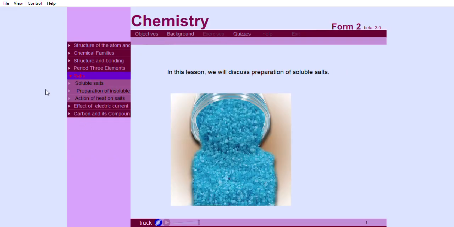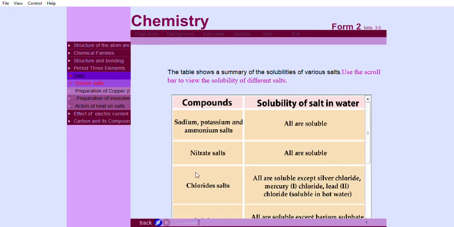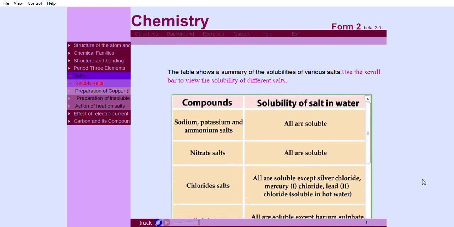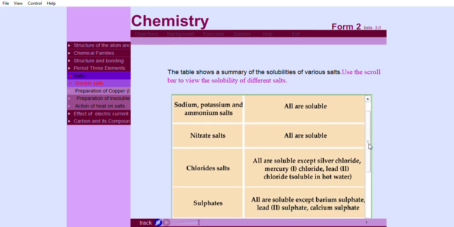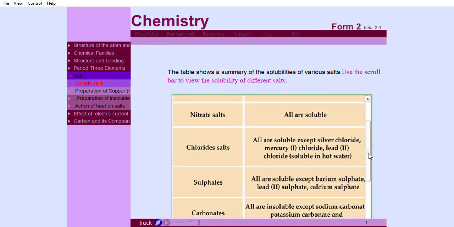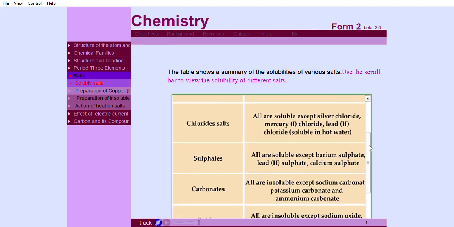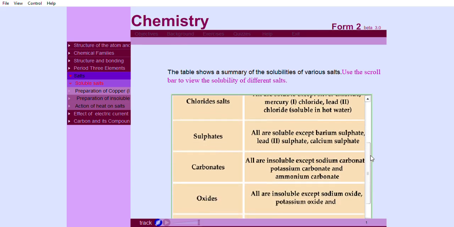In this lesson, we will discuss preparation of soluble salts. The table shows a summary of the solubilities of various salts. Use the scroll bar to view the solubility of different salts. All salts of potassium, sodium, and ammonium are soluble. All nitrates are soluble. All sulfates are soluble except barium sulfate, lead-2 sulfate, while calcium sulfate is slightly soluble.